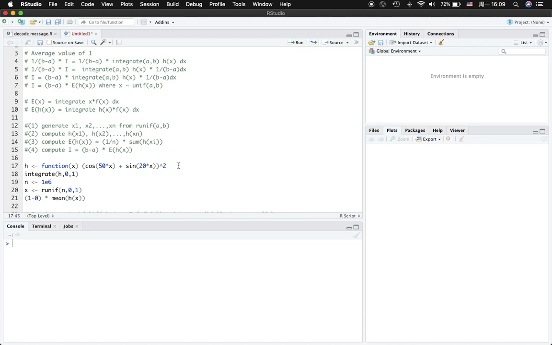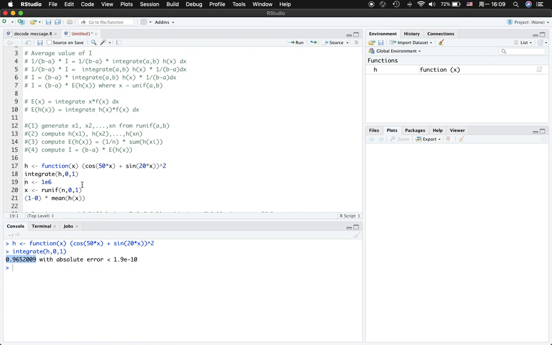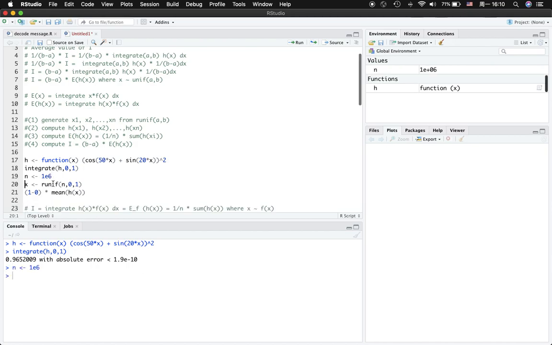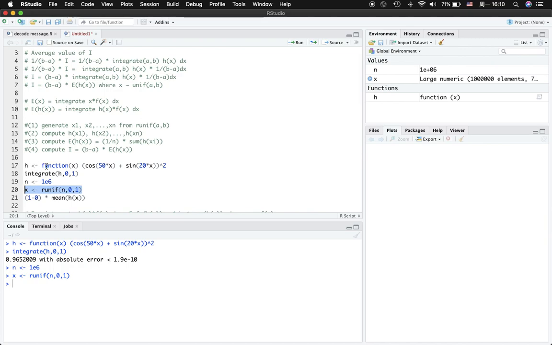So here, let's say we have this function, and we want to calculate the integral of this function over the interval from 0 to 1. So here is the exact value for the integral that we are interested in. So now let's say we don't know how to calculate the integral of this function. So now we're going to use a Monte Carlo method where we draw a random sample to estimate the integral. Okay. So let's say we draw a million random samples from the uniform distribution over the interval from 0 to 1, which is the interval for our function here.